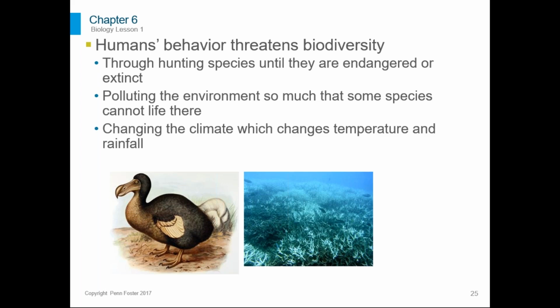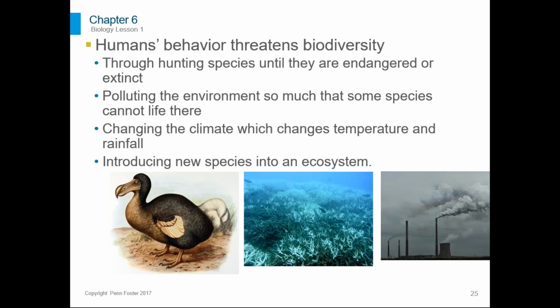And changing the climate, which changes temperature and rainfall. That's going to affect a lot of habitats and ecosystems where things live. We are doing that through polluting the air and adding greenhouse gases to the environment. And another way is introducing new species into an ecosystem, which I'll talk about some more on the next slide. So those are all ways that humans can threaten biodiversity.